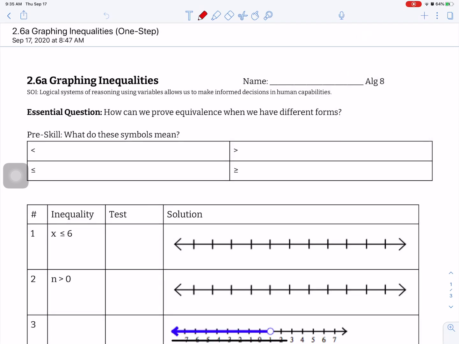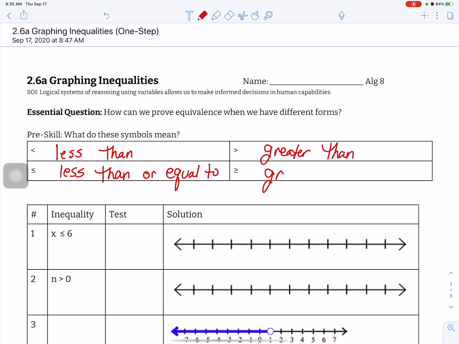First thing when we're graphing inequalities is we need to know what our symbols mean. So this one is a less than. And then we combine the less than and equal to, and that's just including that one more point. And then greater than, and greater than or equal to.